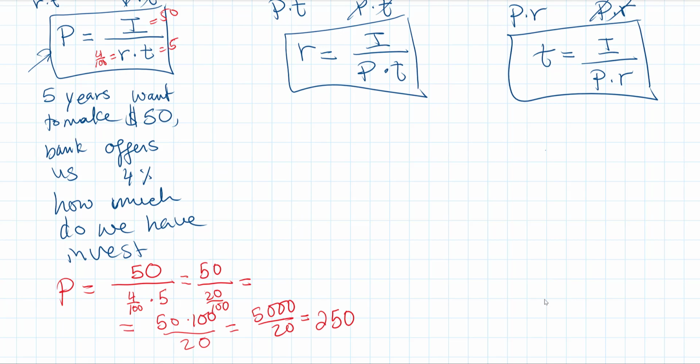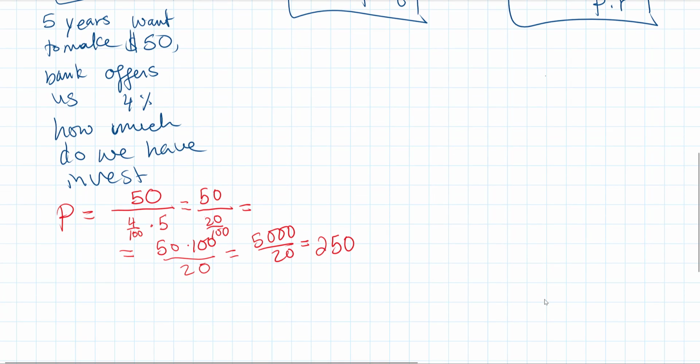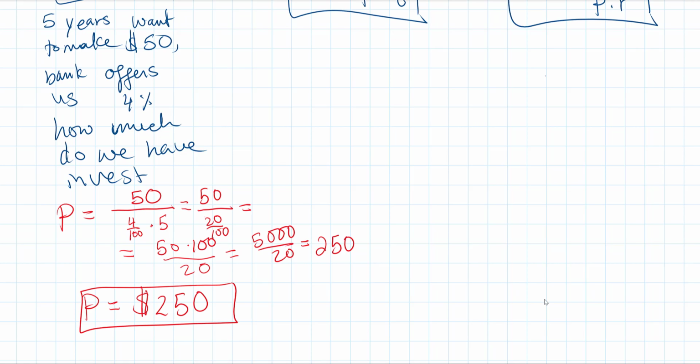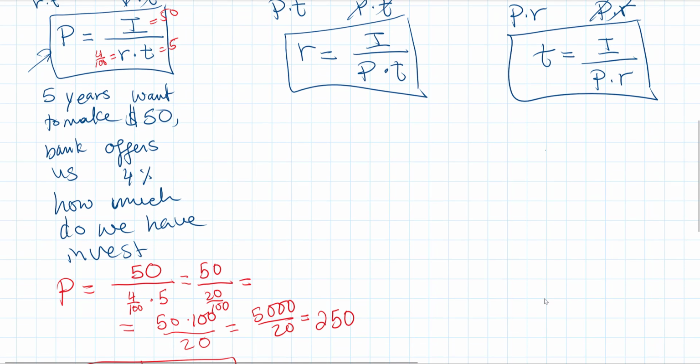Okay, we'll write that out. Our principal is equal to $250, and that's the answer. So that is one type of question we can answer. Let's look at the second formula. We'll use a different color for that. So here we want to figure out what the rate is.